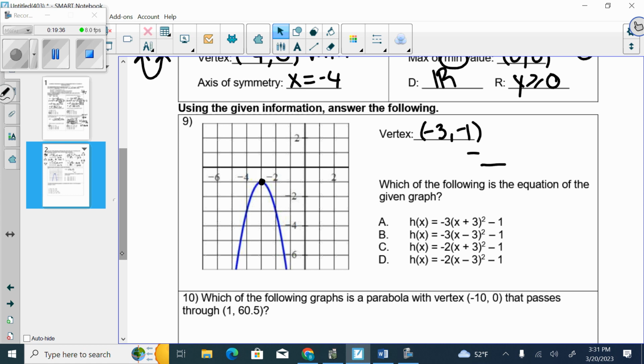Did it move left or right any? Left. Okay. So left means I put x plus or x minus? Plus. The 3, right? And then did it move up or did it move down? Down. All right.